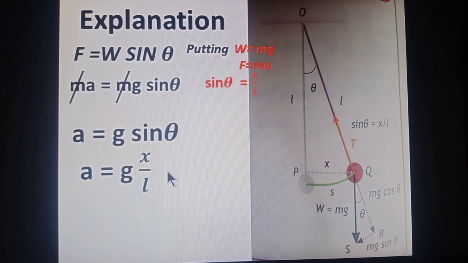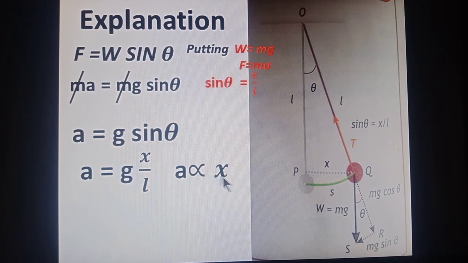Students, since g and L are constants, g is the acceleration due to gravity and L is the length of the string, and we assumed that it is an inextensible string, so length does not change. These two are constants, so we can say that acceleration is directly proportional to the displacement. That is the first condition of simple harmonic motion, that acceleration of a vibrating body is directly proportional to its displacement and is directed towards its mean position.